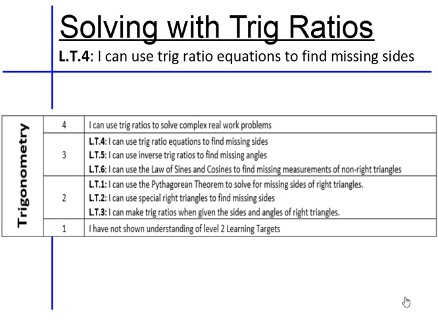Our next lesson will cover solving with trig ratios. This is learning target 4. I can use trig ratio equations to find missing sides. So we have now completed all of our level 2 work. We're now moving into learning target 4, which is the very beginning of our level 3 work.